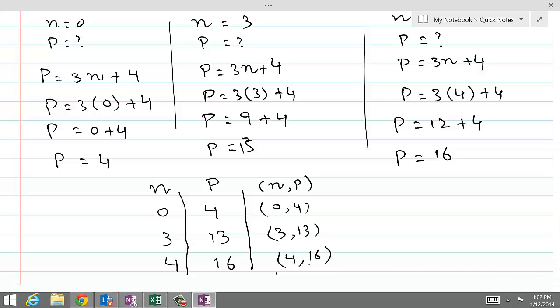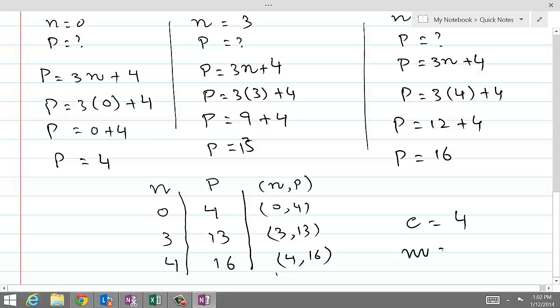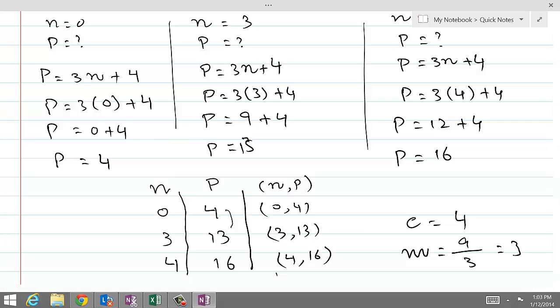Nothing to do with this question, but just going back out of curiosity, what is the c value here? The c value occurs when the independent variable, which is n here, is 0. So the c value in this case is equal to 4. Again, out of curiosity, what is the value of m here? You can calculate m from 13 take away 4, which is 9, divided by 3 take away 0, which is 3. So m is equal to 3, but this was not part of the question.